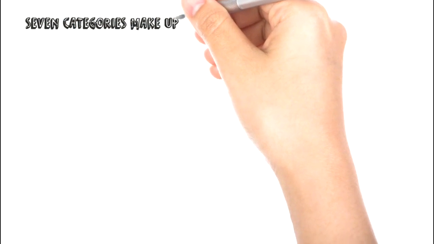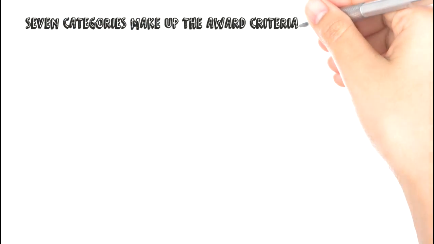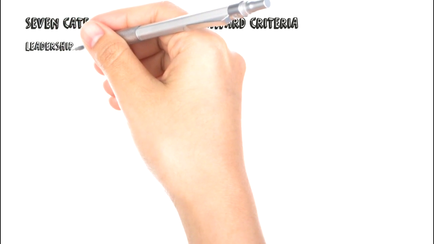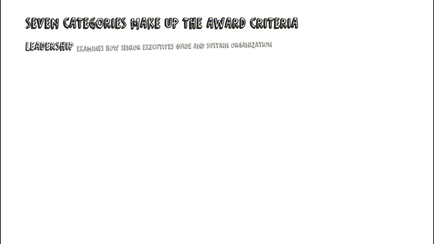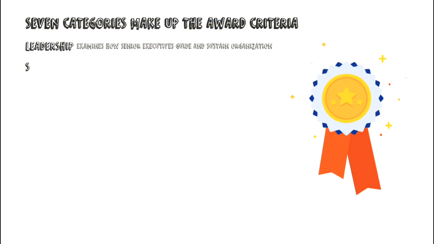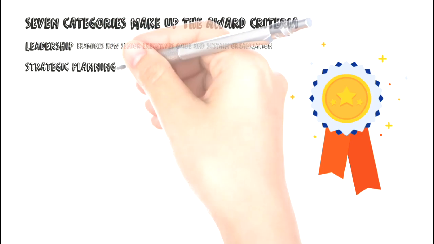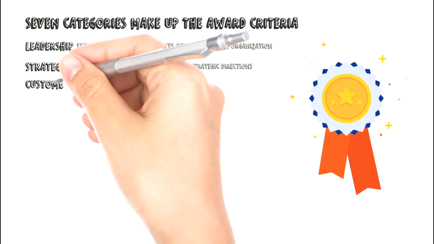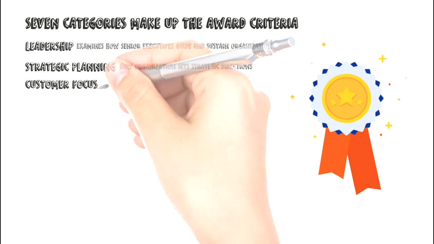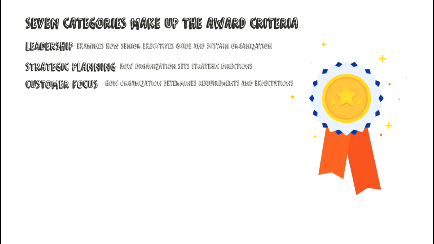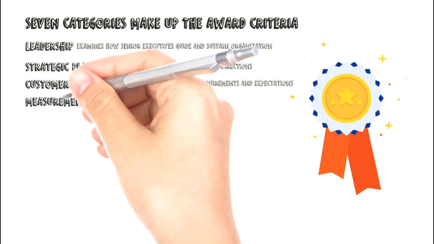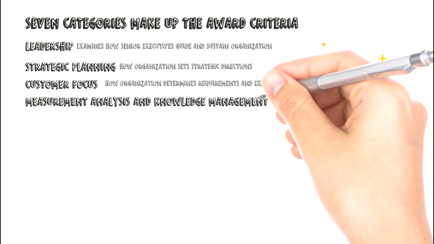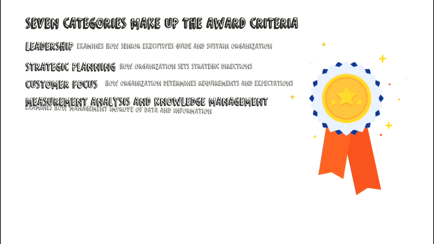Next, the 7 categories make up the award criteria. First is leadership. It examines how senior executives guide and sustain the organization. Second is strategic planning. It examines how the organization sets strategic directions. Third is customer focus. It examines how the organization determines requirements and expectations. Fourth is measurement, analysis, and knowledge management. It examines how management improves the use of data and information.